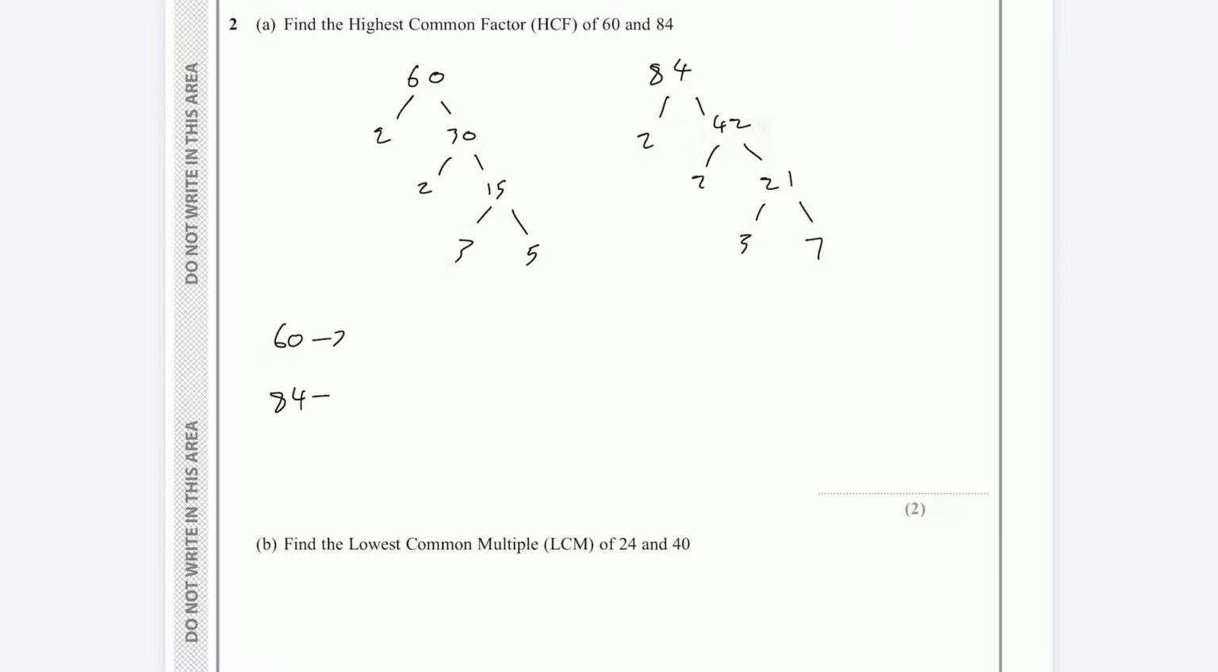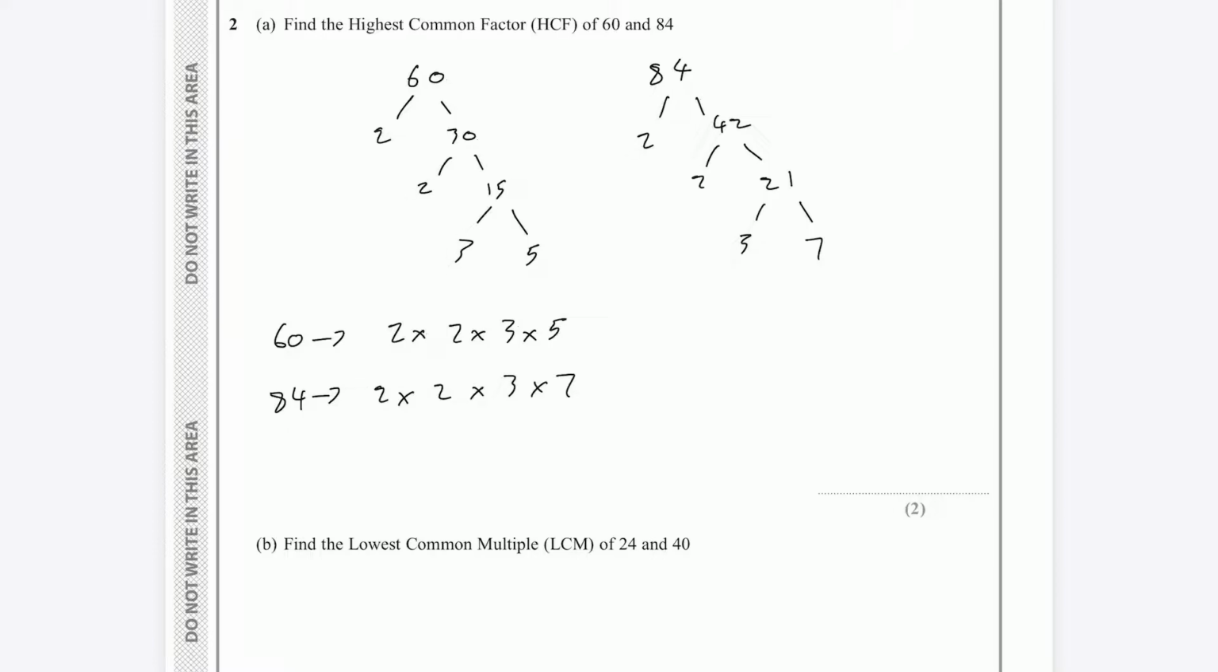Moving on to question 2, find the highest common factor of 60 and 84. So 60 and 84, so that's 2 and 30, 2 and 15, 3 and 5. That is 2 and 42, 2 and 21, 3 and 7. 60 and 84. That's 2 times 2 times 3 times 5. Notice I am writing them in order from smallest to biggest.